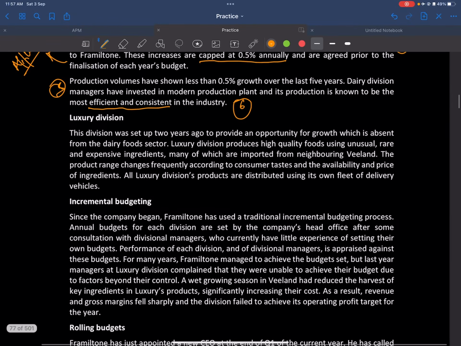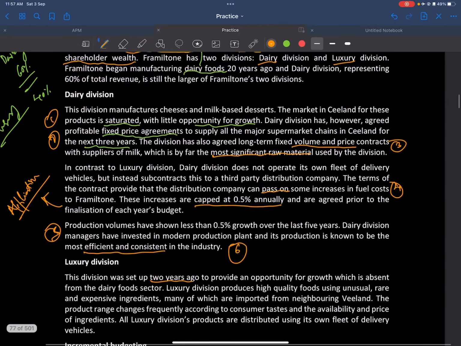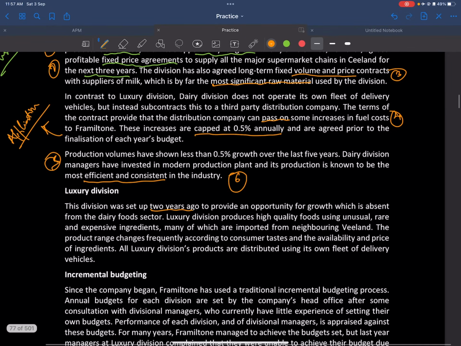Okay, and let's read something about this luxury division as well. So luxury division was set up 2 years ago to provide an opportunity for growth. So 2 years ago, it's relatively new. Remember my assumptions at the very beginning that they started as a dairy supplier, then they started moving up, or they just started horizontal integration, I guess, maybe, right, horizontal integration kind of thing.